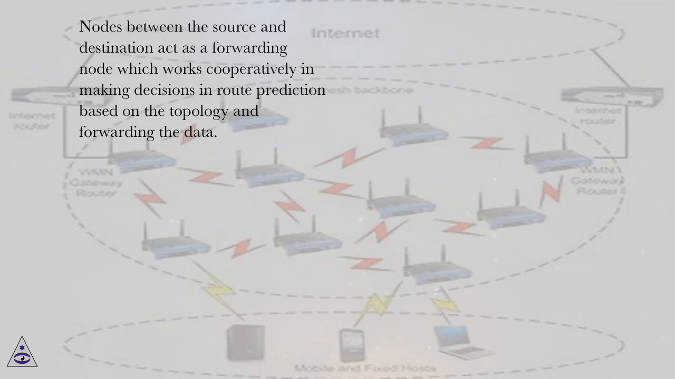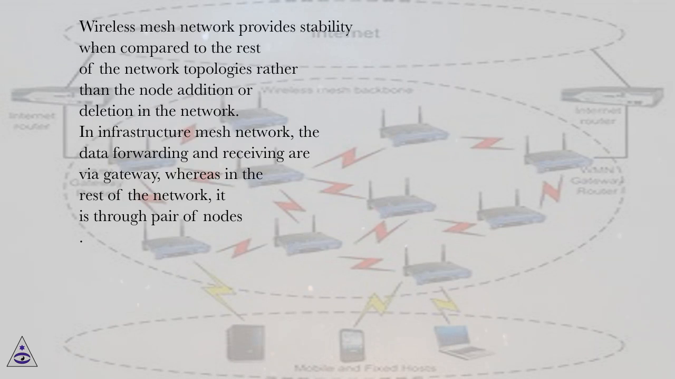Nodes between the source and destination act as a forwarding node which works cooperatively in making decisions in route prediction based on the topology and forwarding the data. Wireless mesh network provides stability when compared to the rest of the network topologies, with regard to node addition or deletion in the network. In infrastructure mesh network, the data forwarding and receiving are via gateway, whereas in the rest of the network, it is through pair of nodes.